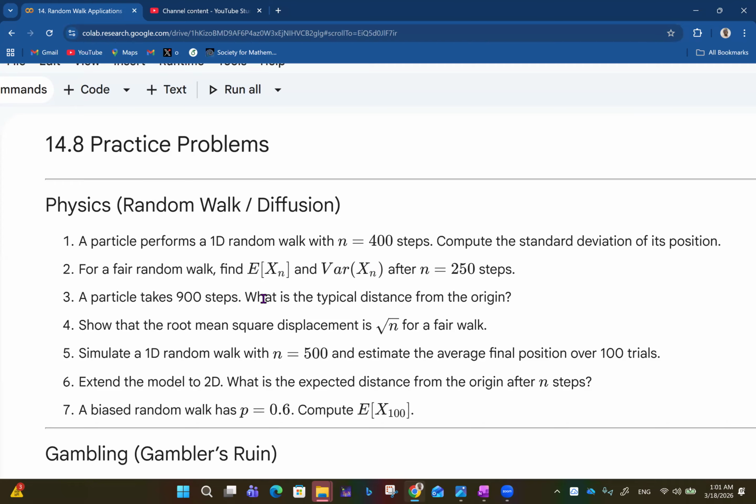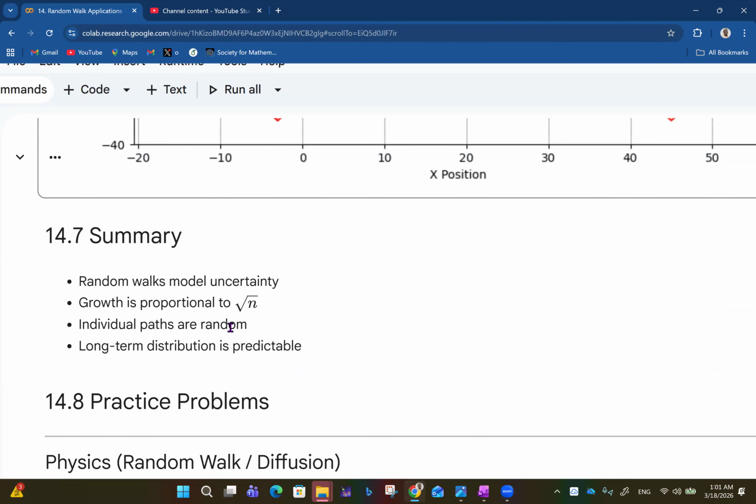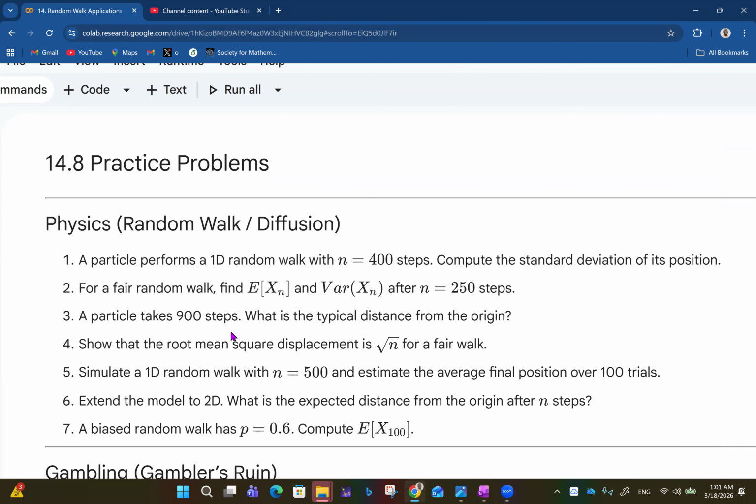A particle takes 900 steps. What is the typical distance from the origin? The typical distance from the origin, I think that should be the standard deviation or so. That should be like square root of 900 or so. Show that the root mean square displacement is written for a fair walk.